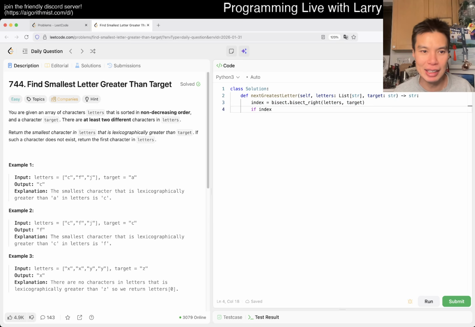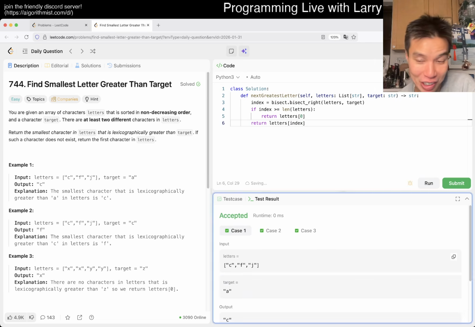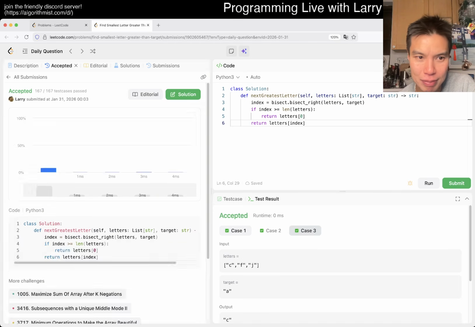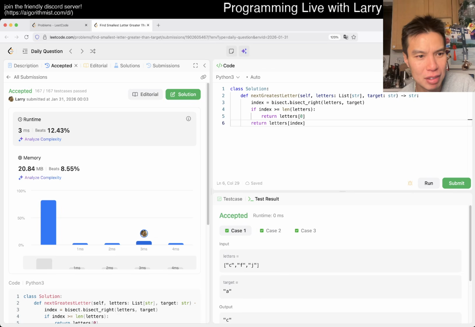If index is greater than or equal to the length of letters, that means that you're inserting at the back, and that means that there's no letters after it. So then you just return the first letter. Otherwise, we return letters at index, and we are good. Hopefully we're good. Otherwise, I'm just like, man, I didn't even do the easy way. Let me just double check that there's no silly mistakes, but it should be okay, I think. Yeah, wow.